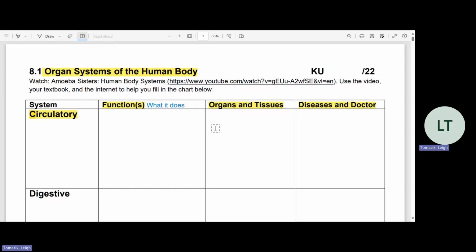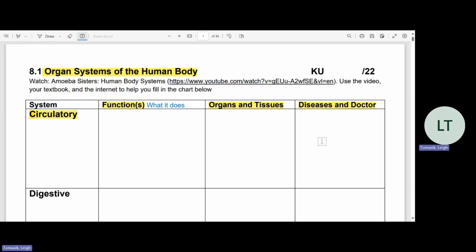You only really have to give me two or three. You don't have to give me 18 organs and tissues. Two or three is fine for me. If you would like to write down more because it's interesting information to you, you can do that. But I'm only looking for two or three.